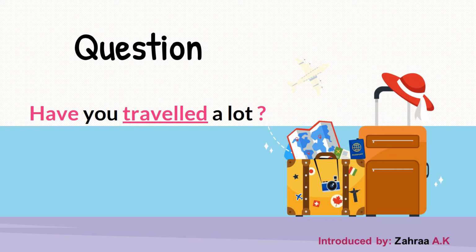About the question way: after we have positive and negative, now we have a question, such as: have you traveled a lot? Have you traveled a lot? We notice that at the beginning of a sentence we put the auxiliary verb, then the subject, after that the past participle. So, have you traveled a lot?